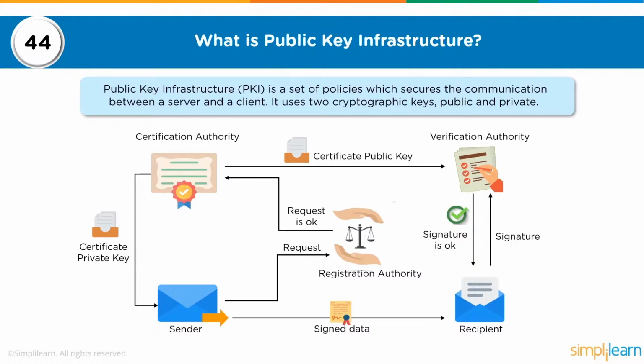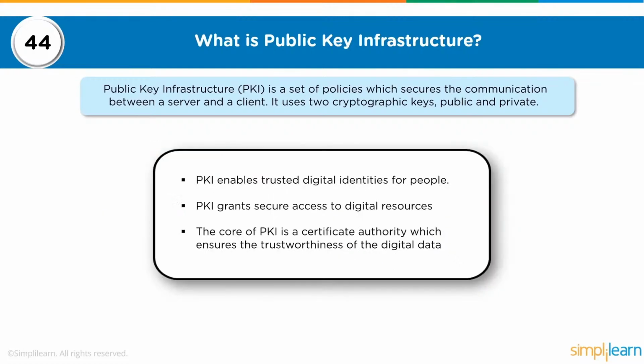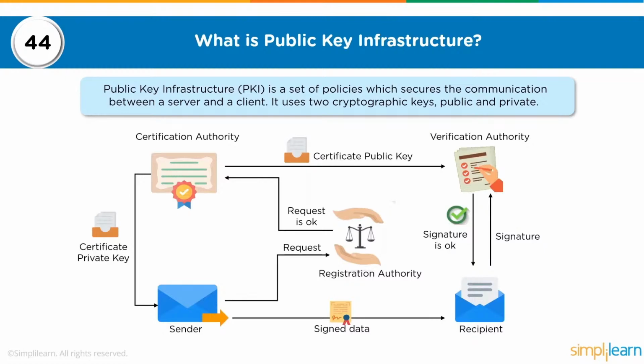If the signature is tampered with, or the verification authority is not able to validate the signature, it will then send a denial message back to the recipient and the transaction will not go through. So the PKI enables trusted digital identities for people. The PKI grants secure access to digital resources based on the infrastructure that has been created, and the core of the PKI is a certification authority which ensures the trustworthiness of the digital data. So going back to the previous slide, these are the key players that have been standardized in the public key infrastructure. The certification authority is the authority that issues the digital certificates. The validation authority is the one who validates that digital certificate.